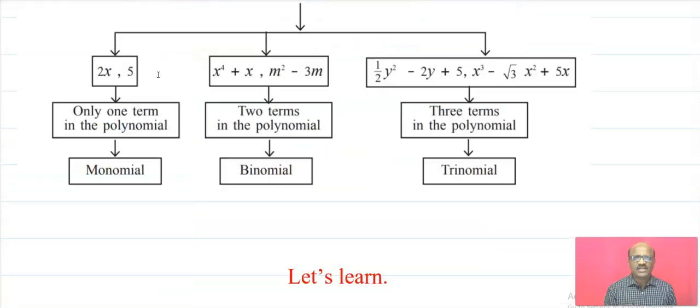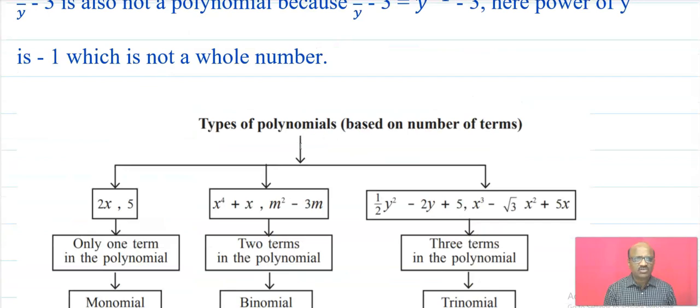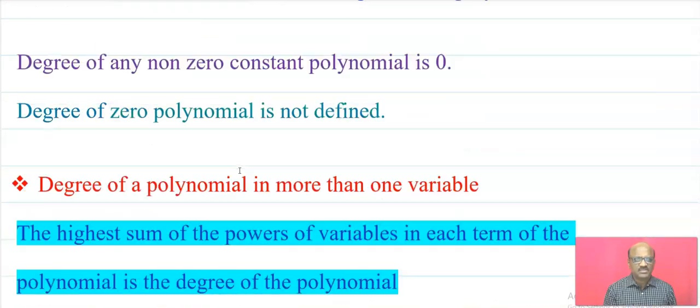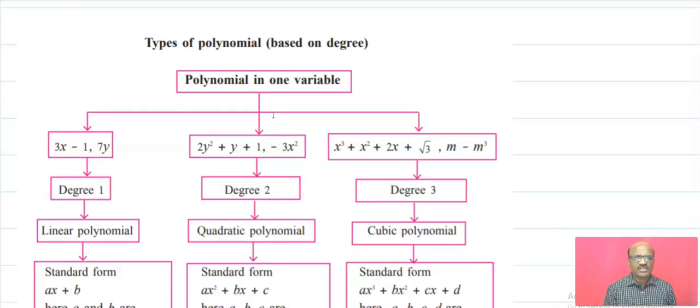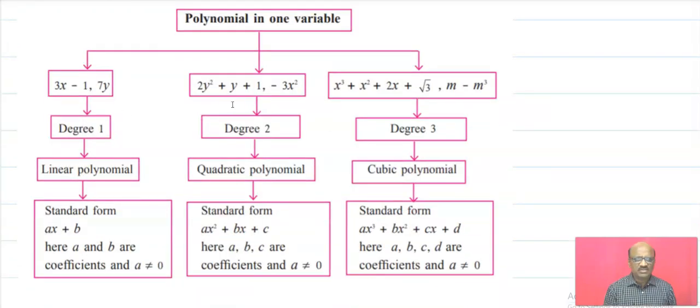Now, next we will see the types of polynomial based on degree, and in the previous chart we saw the types of polynomials based on number of terms. Now here you see the types of polynomial based on the degree. Polynomial in one variable. इथे सर्व examples एका variable साठी घेतलेले. 3x minus 1, 7y. Now here the index of x, that is the degree, is 1. The degree of this y is also 1. Therefore, it is called the linear polynomial.